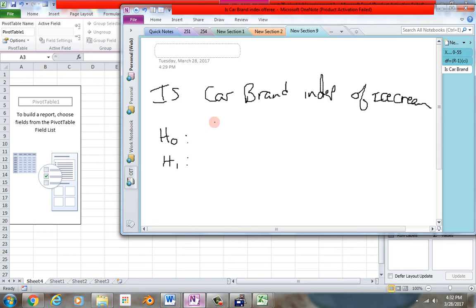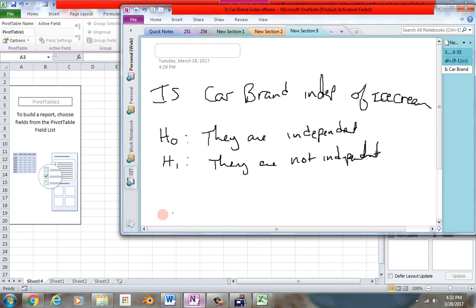So here again, H naught is always, they are independent. Car brand and ice cream are independent of each other. Okay? And of course, they are dependent, or they are not independent. You can say it any way you want to. I don't care. Okay, so let's test this at 0.05 for an alpha.